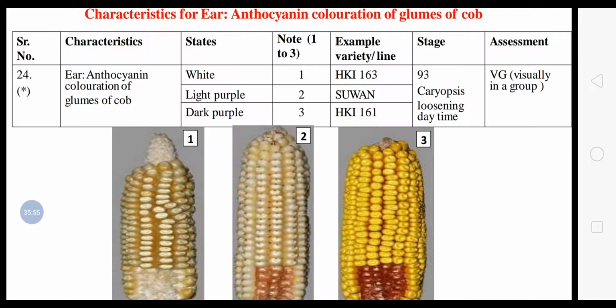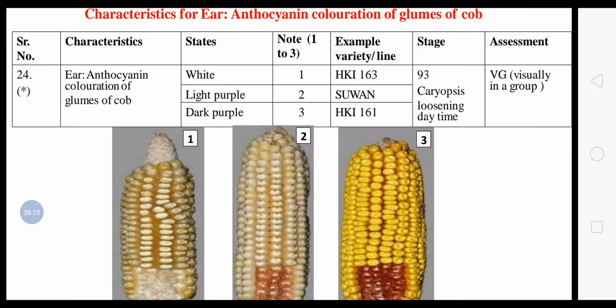Even after powdering, it can also be used under field conditions in order to save the water or hold down the moisture content. Okay, so that rind anthocyanin coloration is scored here like white, light purple, and dark purple. White is scored as 1, light purple as 2, and dark purple as 3. Example for white color is HKI 163, light purple is SU1, and dark purple is HKI 161.